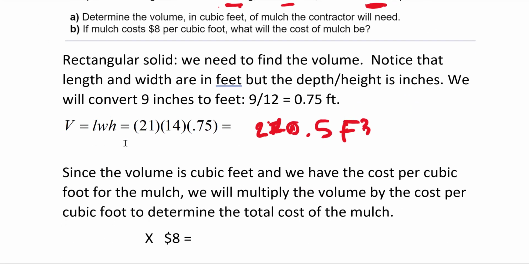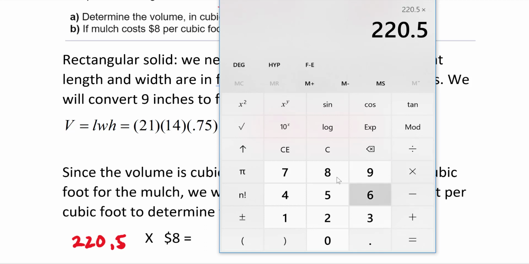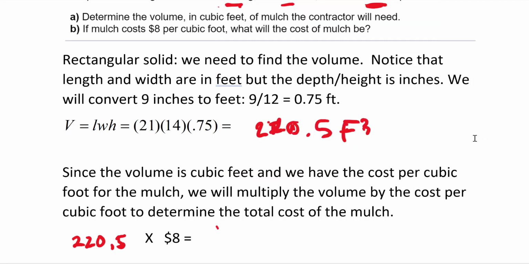And so we've got the price per cubic foot of the mulch is $8. So we're going to take the 220.5 and multiply by 8 to get the total cost. And I still have that 220.5 in my calculator. So my total cost of the mulch is going to be $1,764.